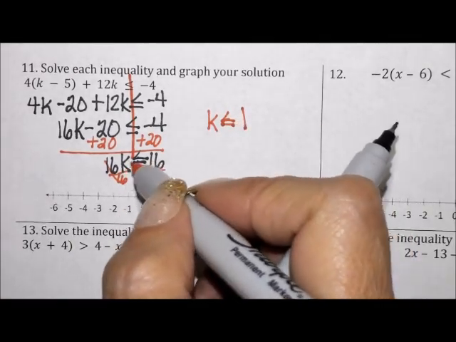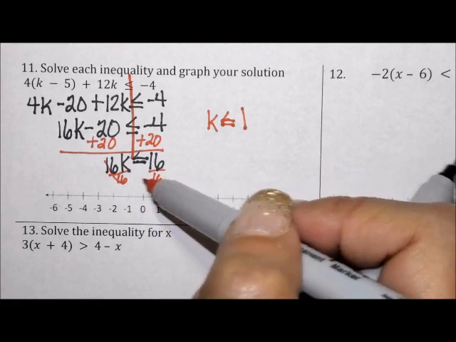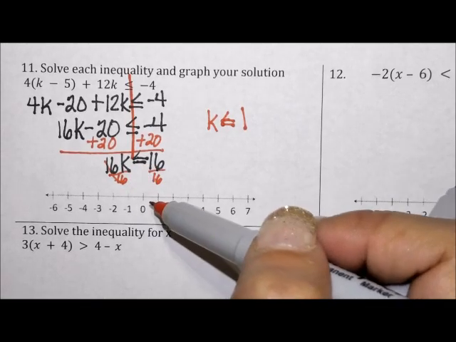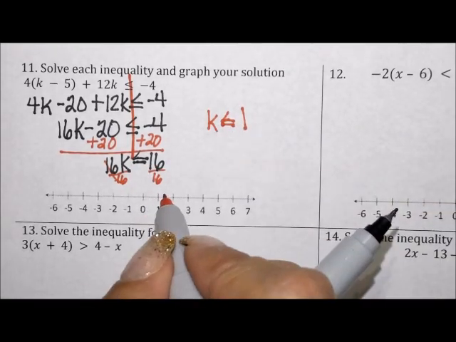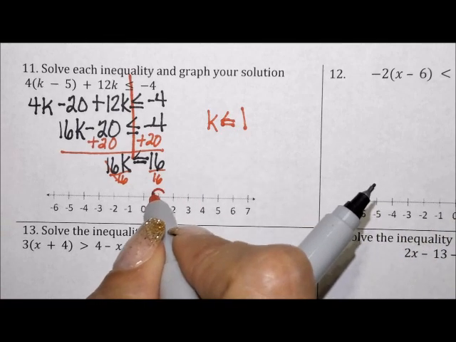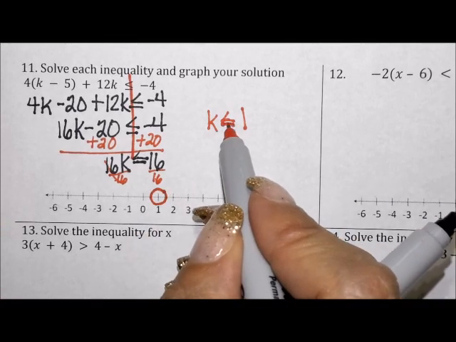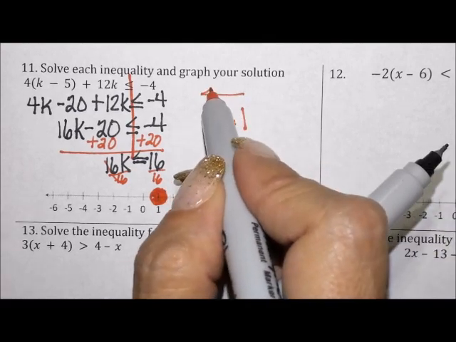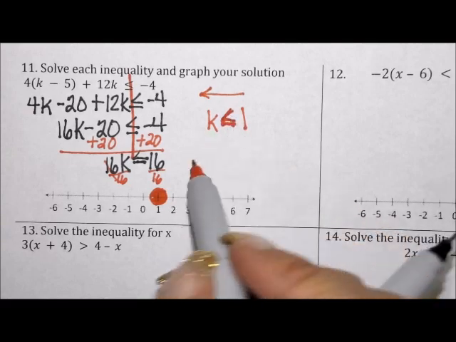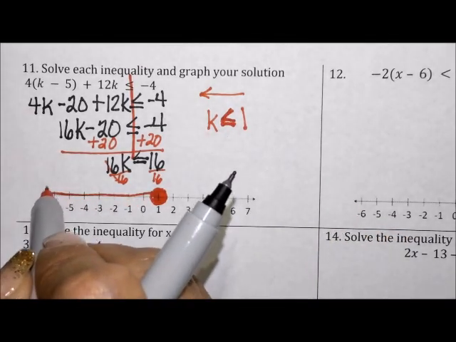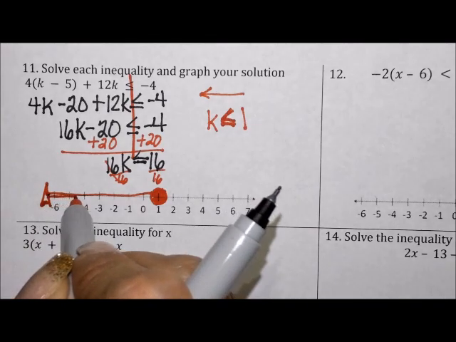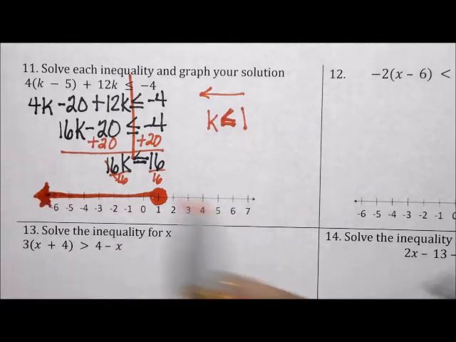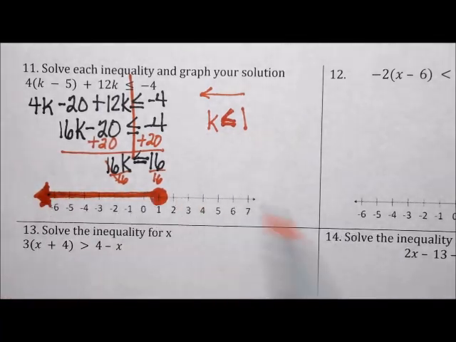Do I need to flip the sign? No, I didn't divide by a negative or multiply by a negative, so I'm not changing their place on the number line, so I don't have to do anything there. So it's just K is less than or equal to 1. So remember to graph it. I go to whatever number's here and I circle it. It has the line underneath it, so that means I'm going to color it in. It's pointing to the left, so that means I'm going to shade to the left. There we go.